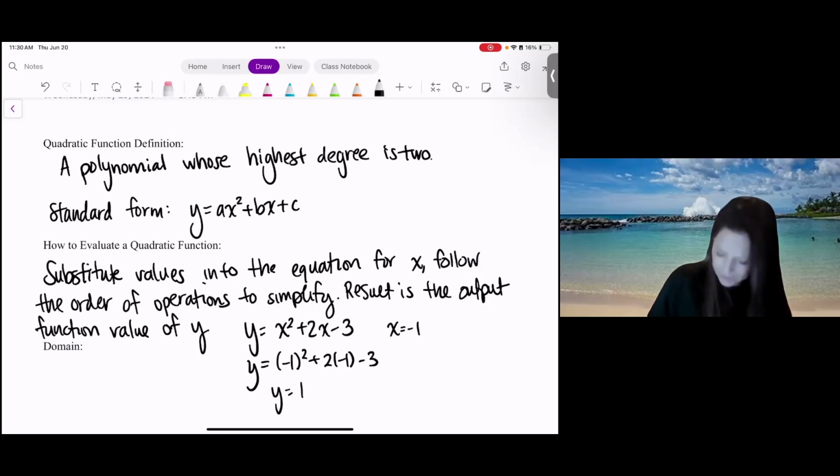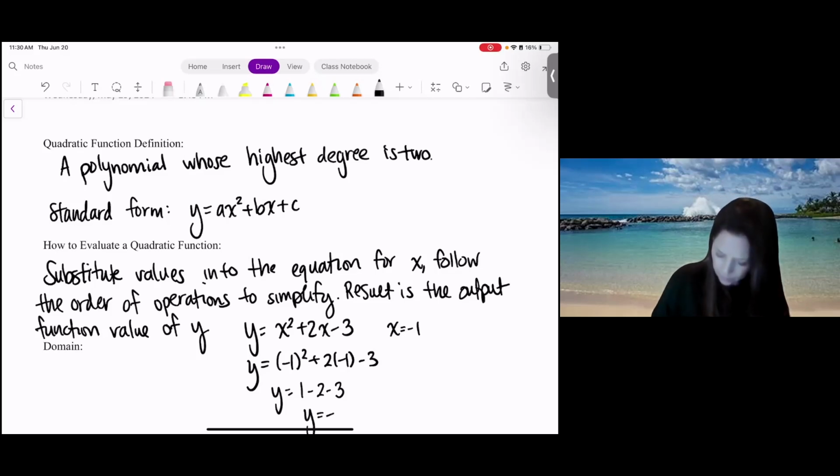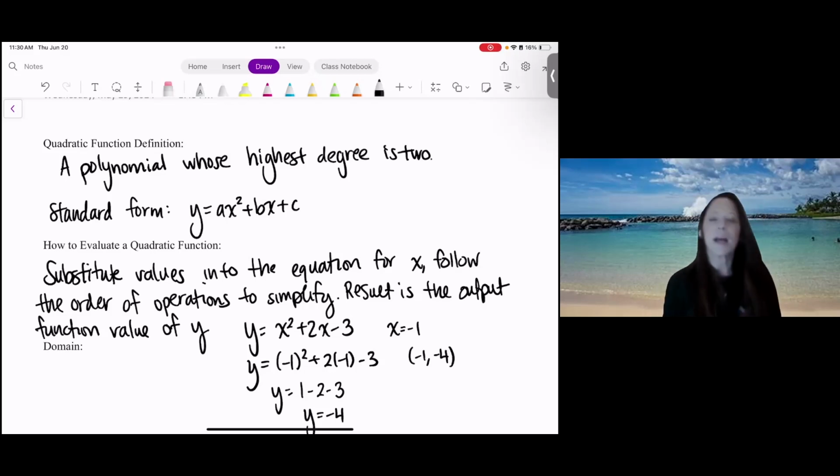2 times -1 is -2, minus 3. 1 minus 2 is -1. -1 minus 3 is -4. That means for this equation, at x equals -1, the function value is -4.